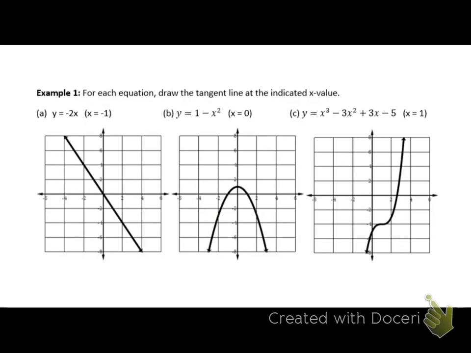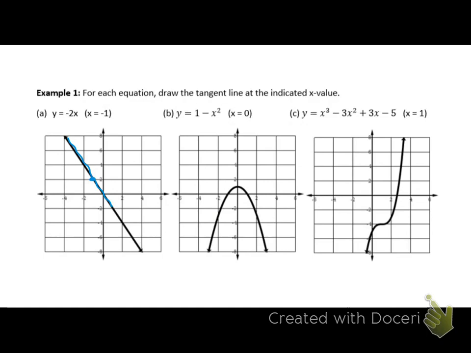So for A, we're looking where x equals -1. Well, -1 is right here, because if you look at the scale, it's by 2. If I were to draw the tangent line, because it's linear, it actually lies right on top. And that's the tangent line. That's going to happen anytime it's linear.